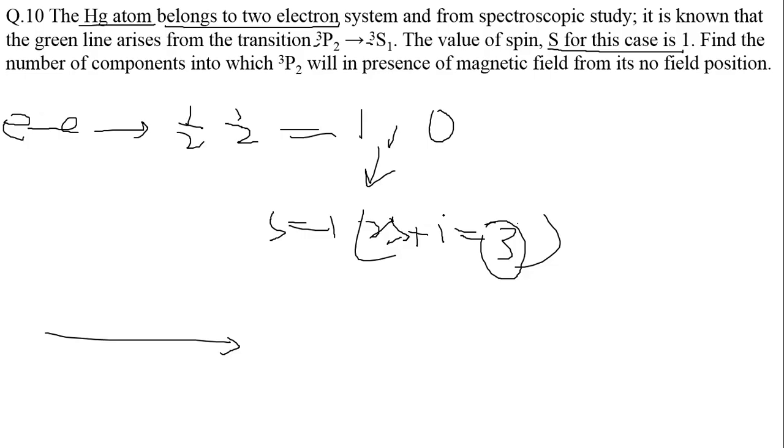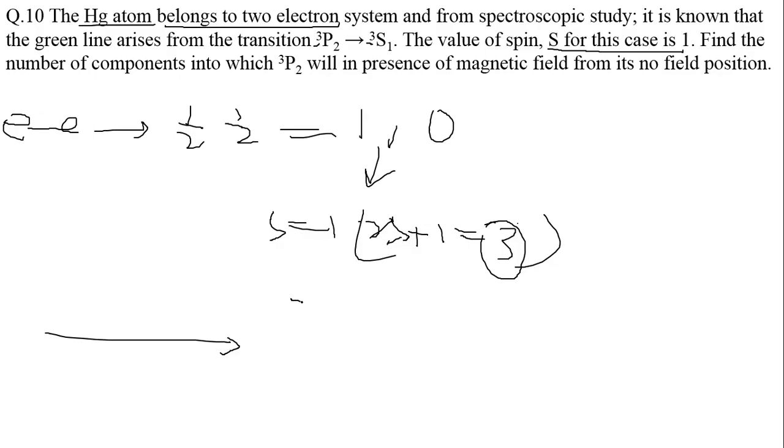in presence of magnetic field, there is coupling between the orbital magnetic moment and spin magnetic moment, and they give rise to the formation of a new magnetic moment, which is the total angular momentum, and corresponding to that total angular momentum, their total orbital magnetic moment. So for 3p2 we want to calculate the number of split levels it will be splitting into.